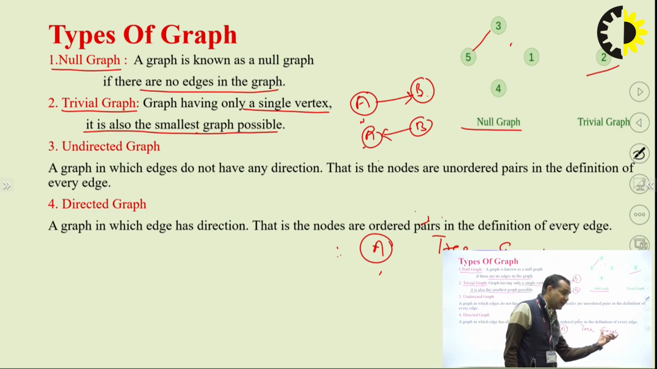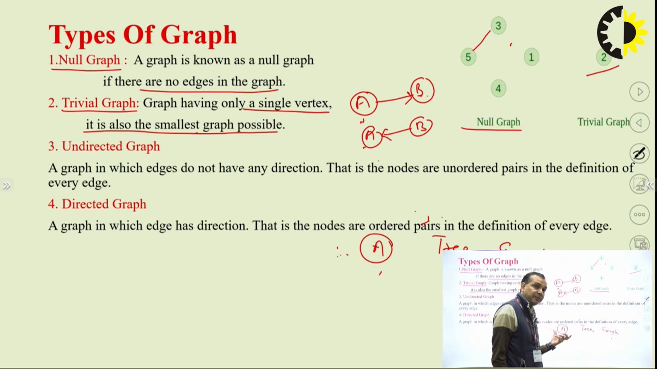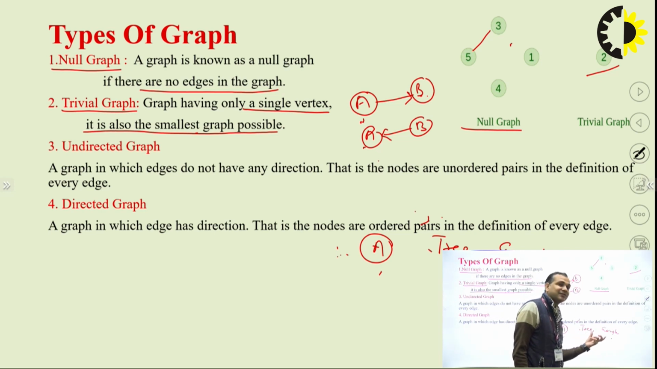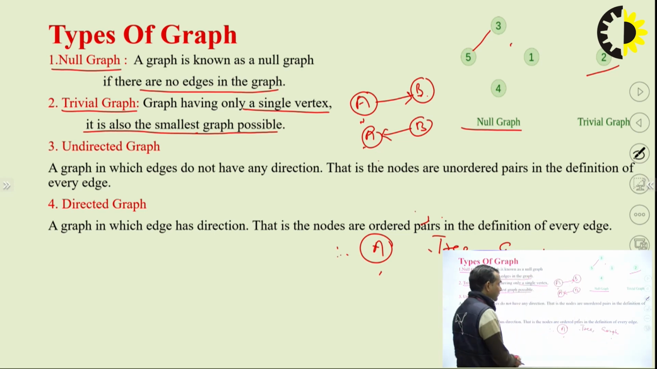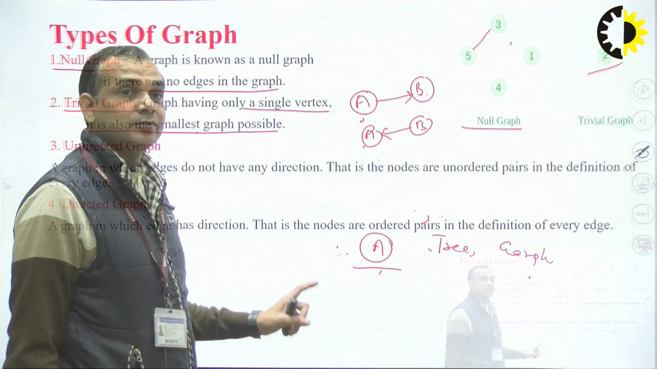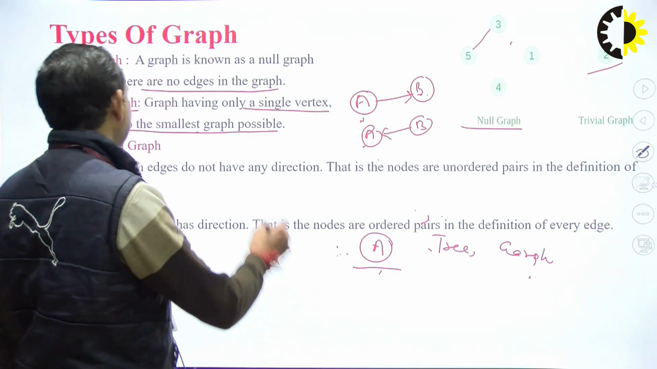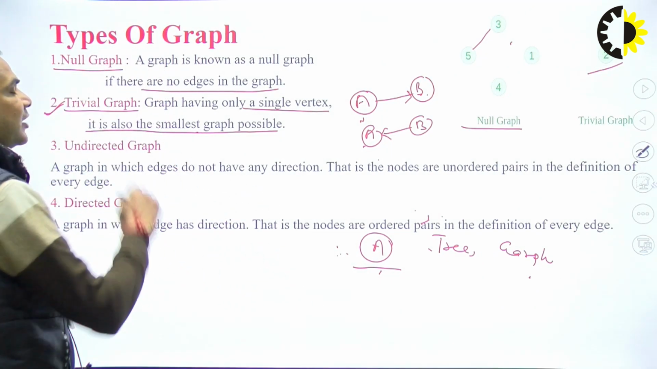So it may be a graph. So we cannot say that this is a graph. This is a tree, but it may be a graph, because a tree is a subpart of the graph. So if a graph, in the given figure, has only one node, this is the smallest possible graph. That graph is known as the trivial graph.